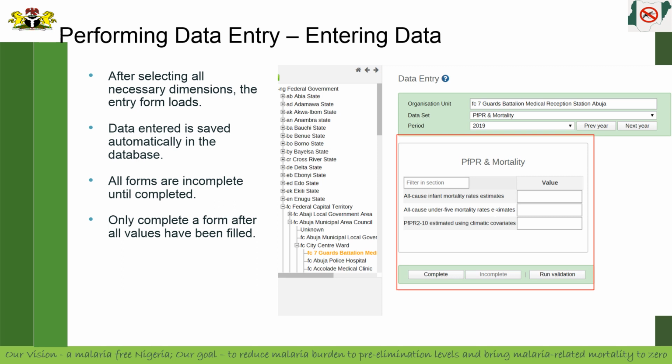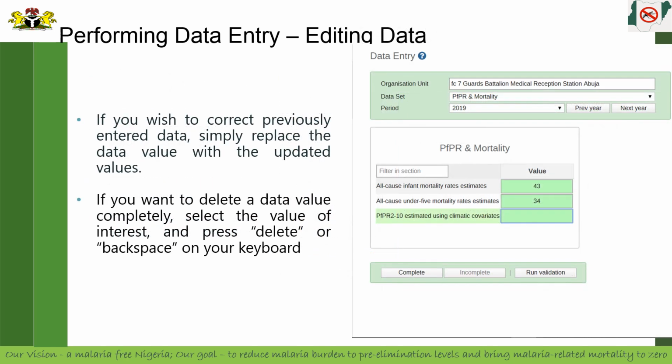Data entered is saved automatically in the database, and all forms are incomplete until completed. Forms are only expected to be complete after all values have been filled. Among the features of the data entry app is editing data. If you wish to correct previously entered data, simply replace the data value with the updated value. Also, if you want to delete a data value completely, select the value of interest and press delete or backspace on your keyboard.